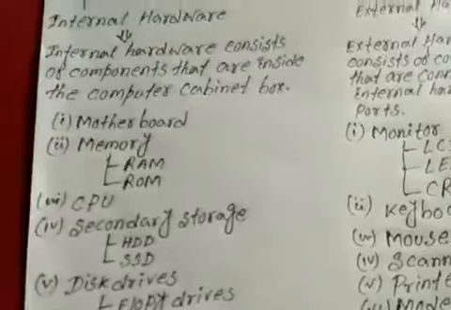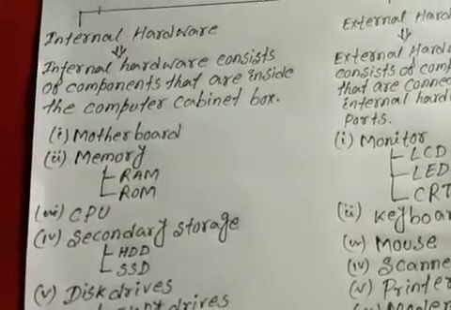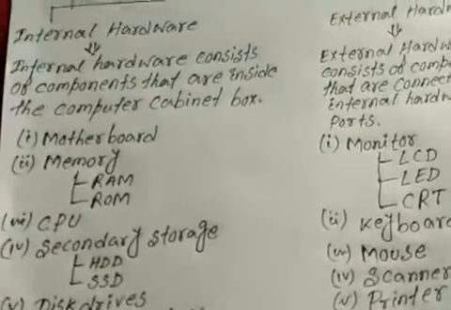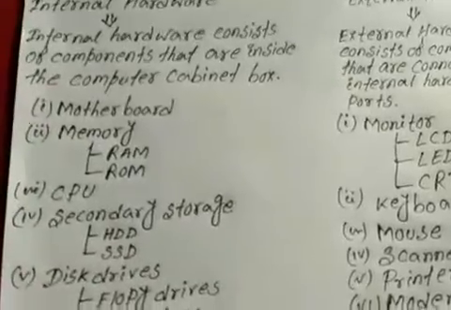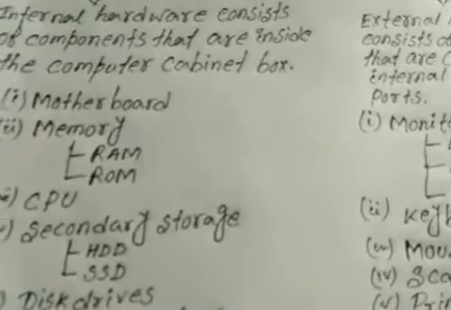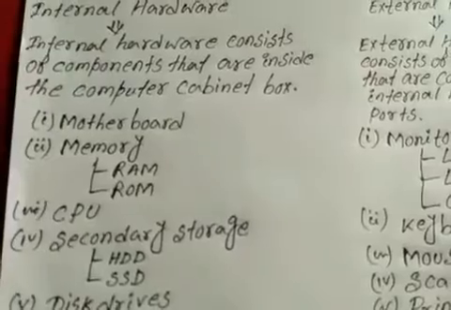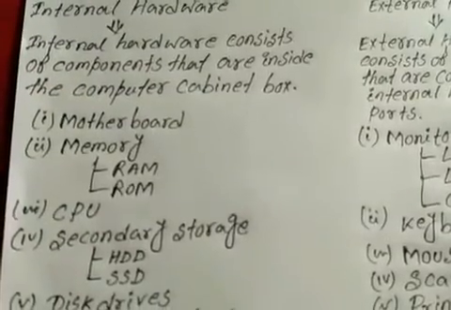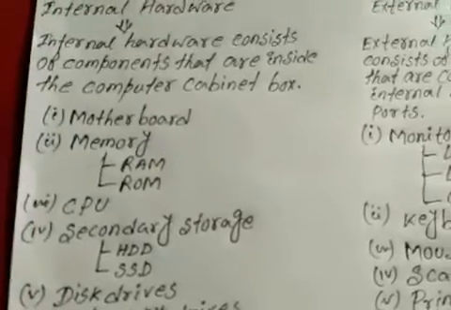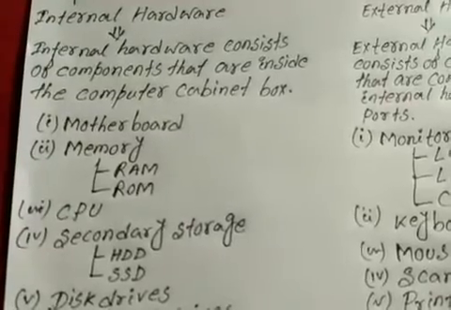Then, memory. Memory is that area of a computer where all the data and instructions are stored. There are two types of memories: RAM and ROM. Now we will discuss RAM. Random access memory stores the information temporarily. The information stored in RAM is lost when a computer is turned off. Therefore, it is called volatile memory.